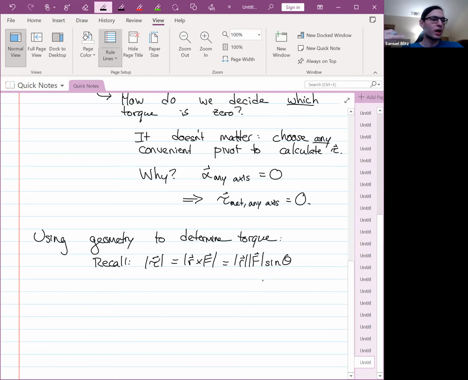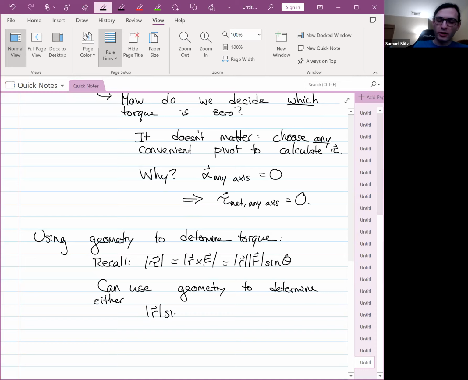What I want to do is show you a way that we can use geometry to determine this value. In particular, we can use geometry in some instances to determine either the magnitude of r times sine theta or the magnitude of F times sine theta. And once you know one of these, then all you do is multiply it by the other one. If you know F sine theta, then you just multiply it by the length of r, and then you have the torque. And that's relatively easy to do given geometry.